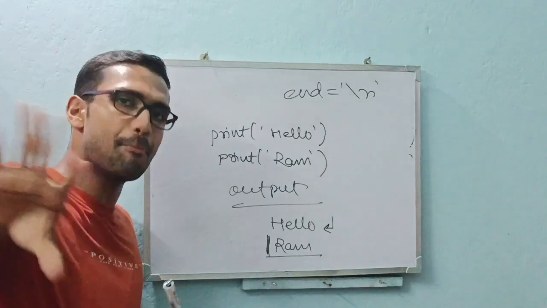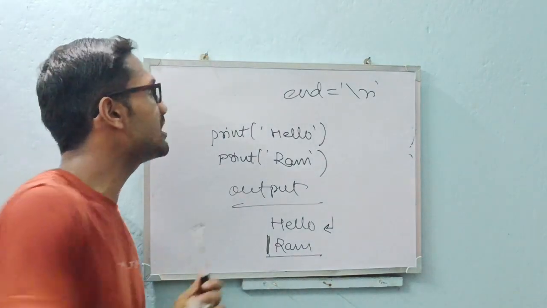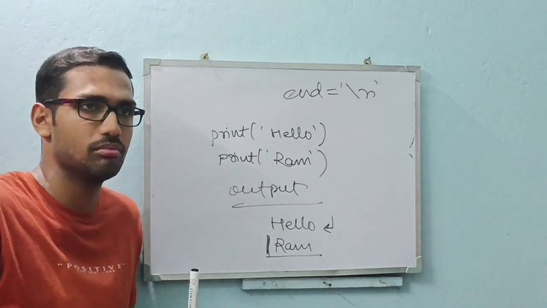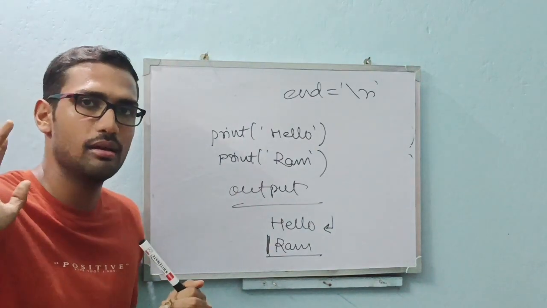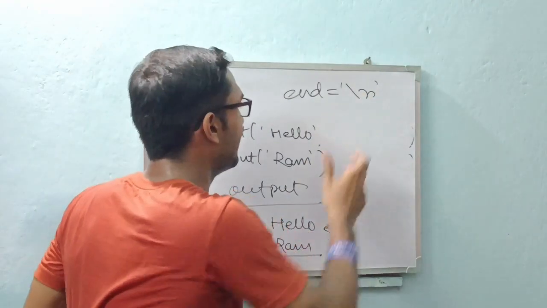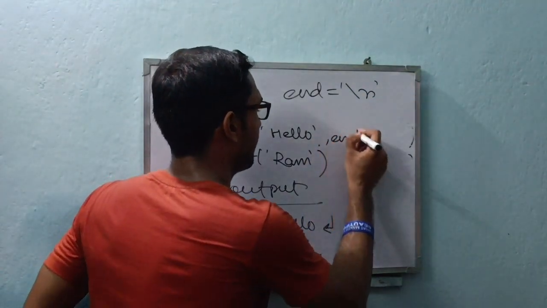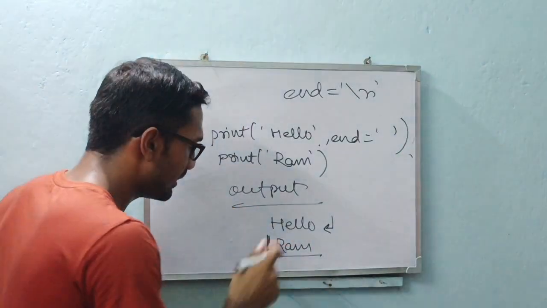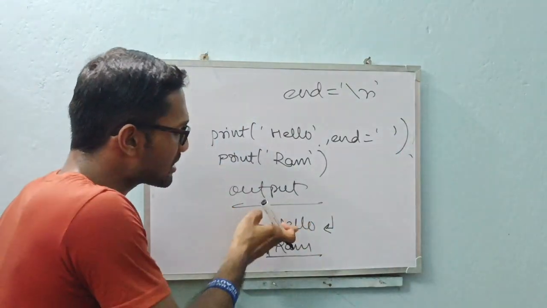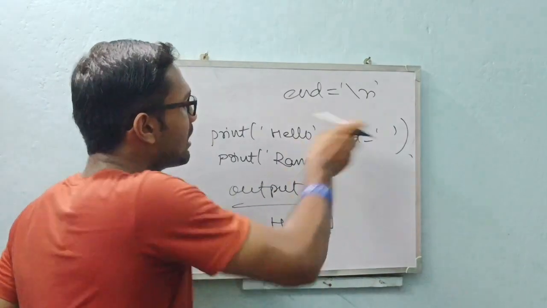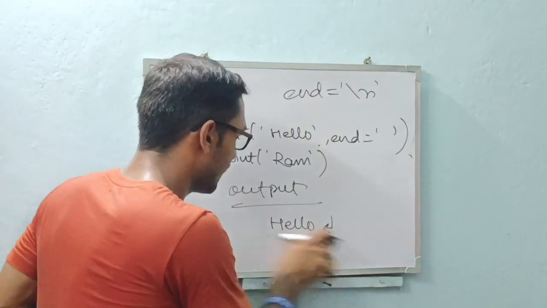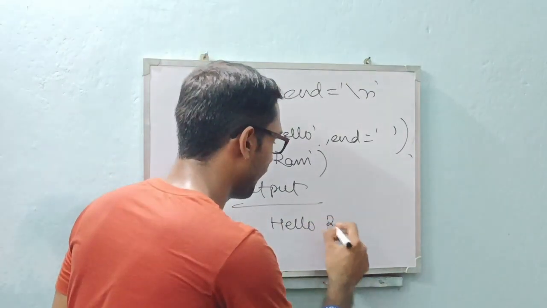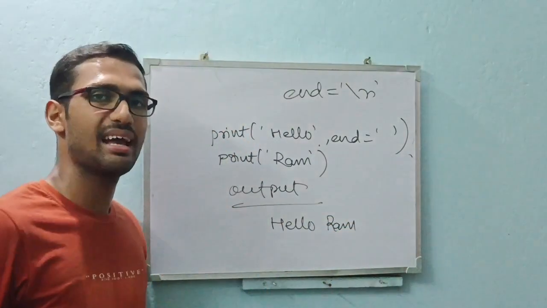Clear? But suppose I want to change the default value of \n to some other value. Same like SEP, you can simply use end here and change its value to a space. What will happen? Previously the output was coming in the next line. Now after doing this, Ram will come onto the same line. So, hello Ram. And why?